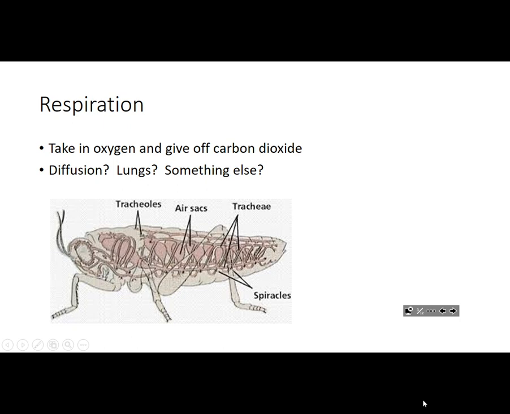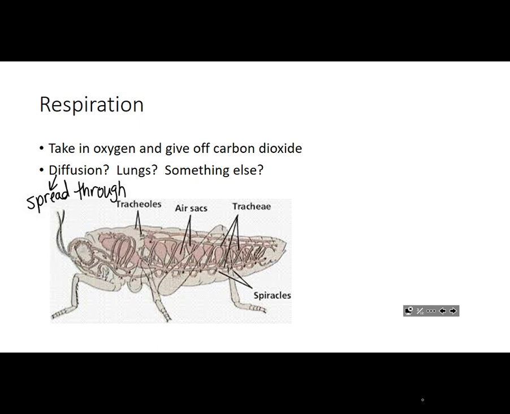So how does this happen? Sometimes through diffusion, so I'll have them write something off to the side for diffusion if they're not sure what that is. It's just when things can spread through. A lot of times with a lot of these animals, we'll see that they diffuse through their skin, so things just diffuse, come and go through their skin. Are there lungs? Is there something else?